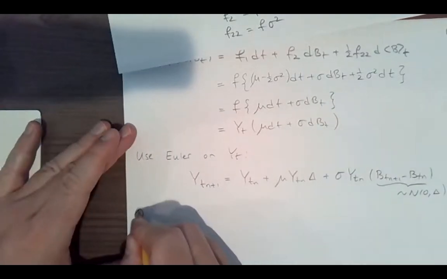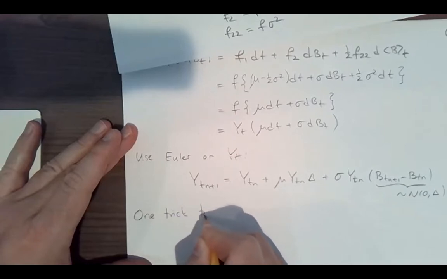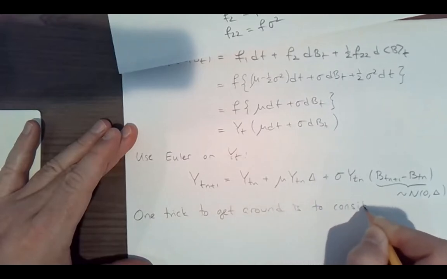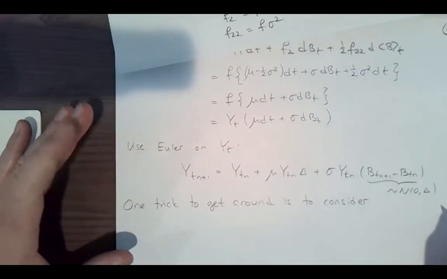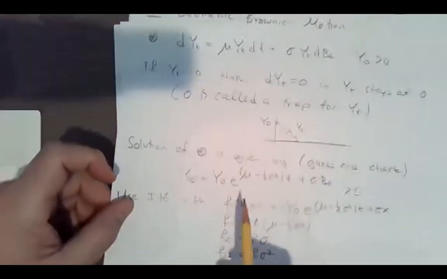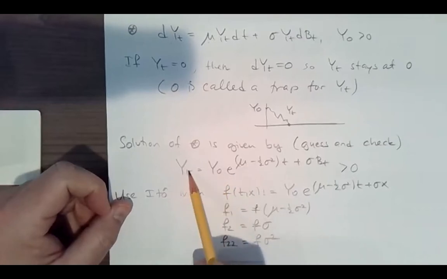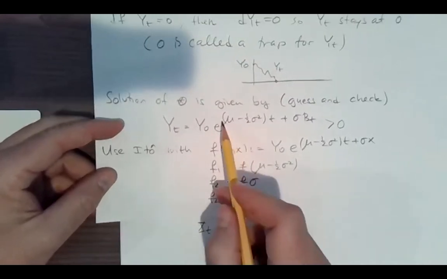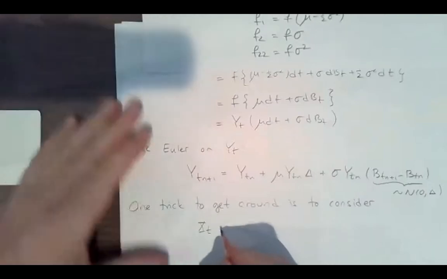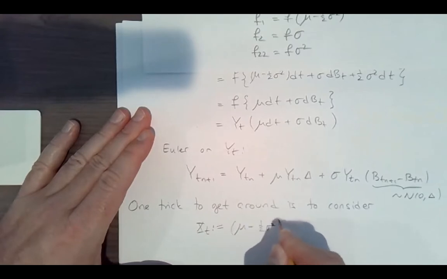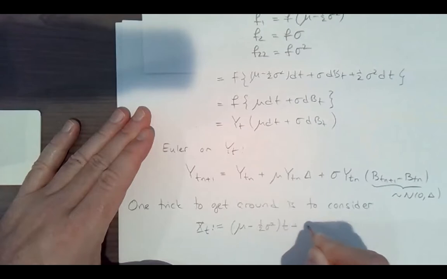And one trick to get around this is to consider, say xt. What could we consider instead? Well, here we have a nice, if I were to take yt and divide it by y0 and take log, I'll get something that is much better. So I could consider xt to be what I have inside the exponential. So this is a definition. So this is mu minus 1/2 sigma squared t plus sigma bt.